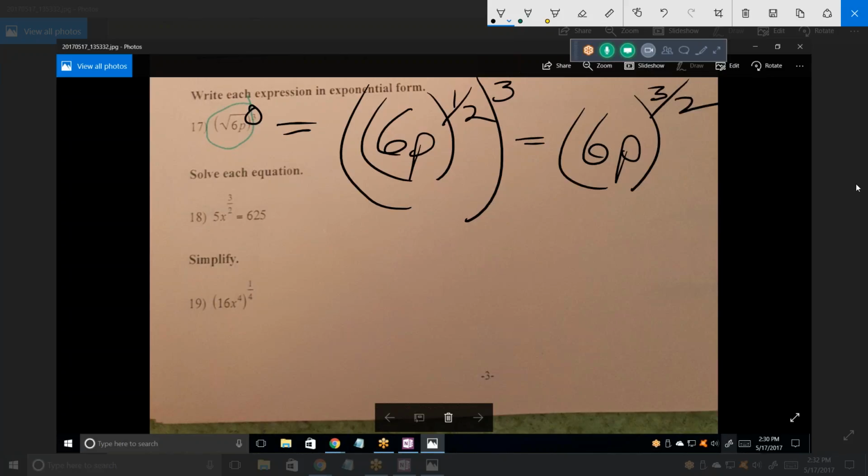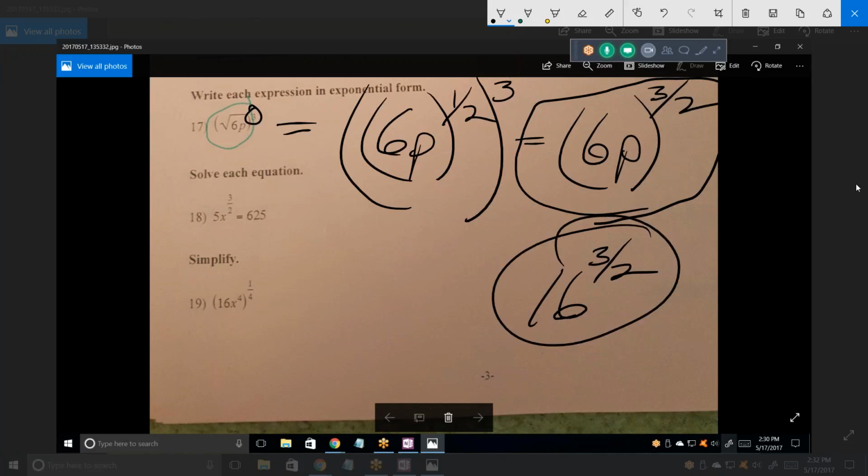Now, write each expression in exponential form. That's a good answer. Okay. Now, it wouldn't always be a good answer. If I gave you this number, that would not be a good answer. Why?